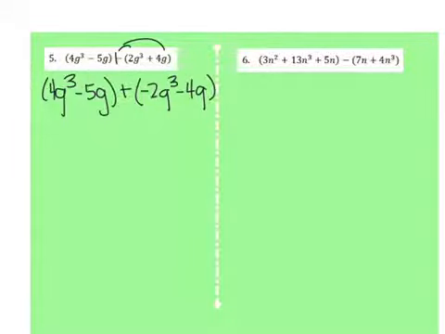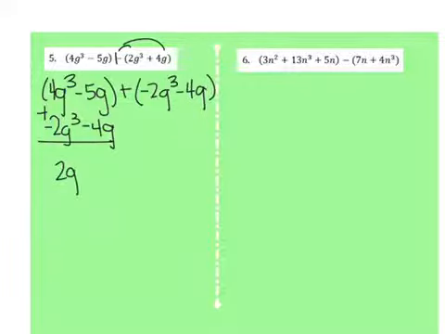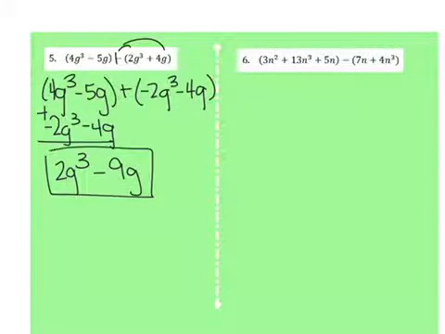From here, I can line up my terms. So I'm going to bring this second set of parentheses down below: a negative 2g to the third minus 4g. And then I just have to add these. A 4g to the third and a negative 2g to the third gives me a 2g to the third. A negative 5g and a negative 4g, when you add those, gives you a negative 9g. And that would be my final answer.